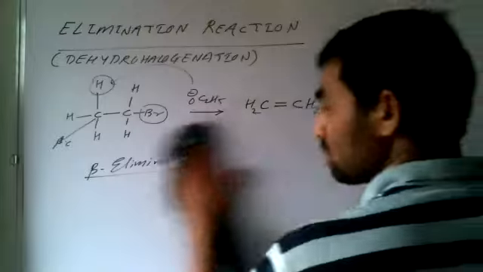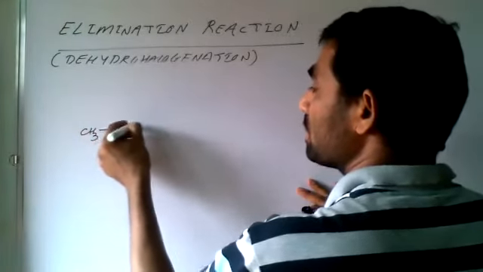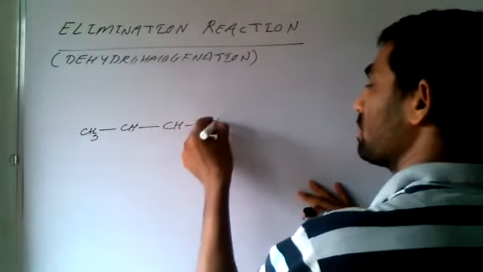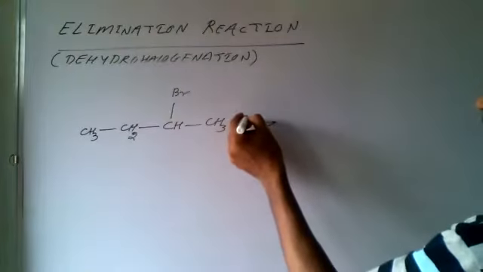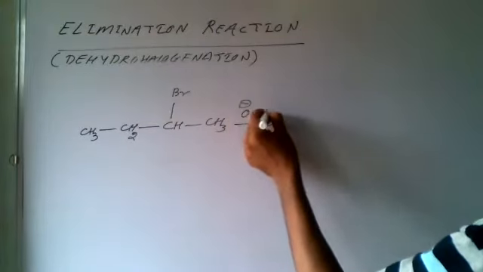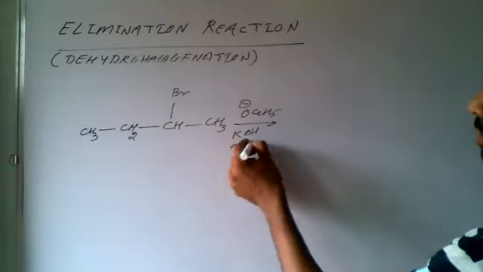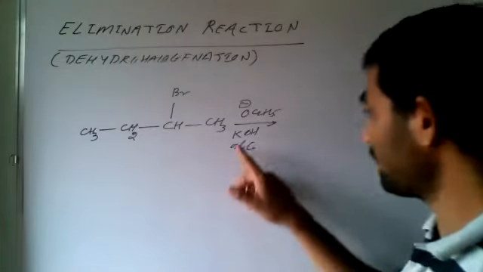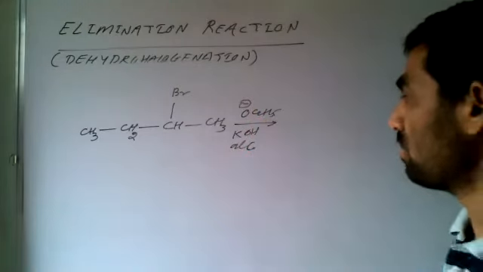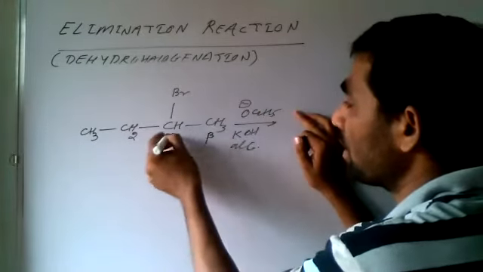Next important point is, if there are two beta carbons, what will happen? Let us take an example. I am writing here CH3, CH, CH, CH3, Br, and let us have the same reaction. You can write like this also. And how is it generated? We can write alcoholic KOH. This alcoholic KOH will generate this, and this will attack. Now this is also a beta carbon: alpha carbon, beta carbon.